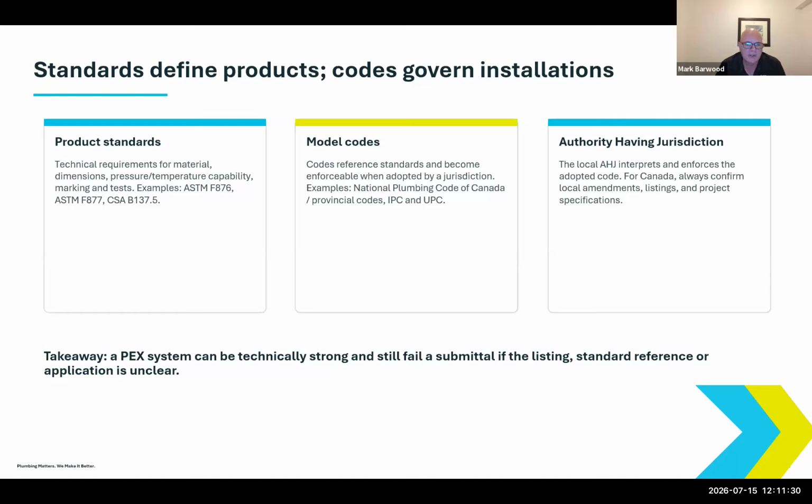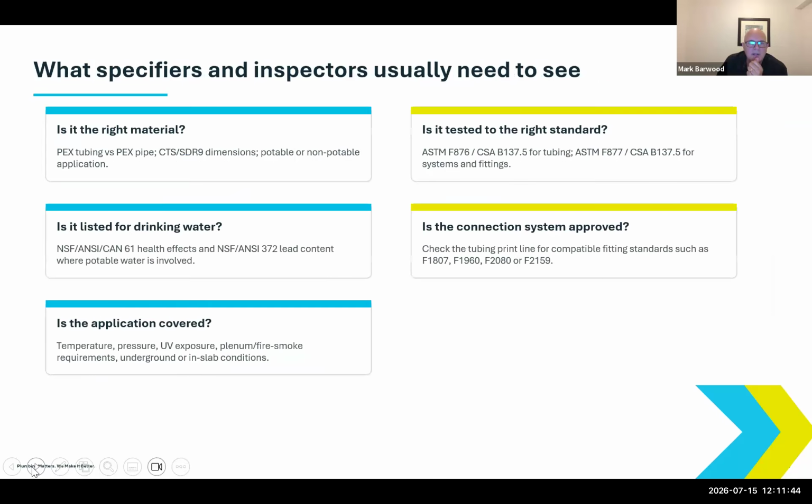So a PEX system can be technically strong and still fail if the submittal, the listing, standard reference, or application is unclear. So just something to think about as well. And then what specifiers and inspectors actually need to see. So you need to know if PEX is going to be the right material.